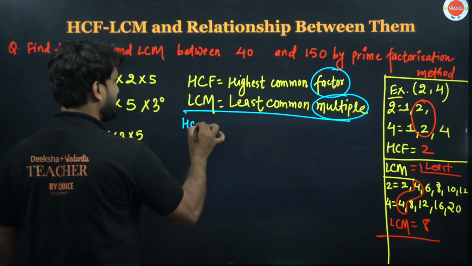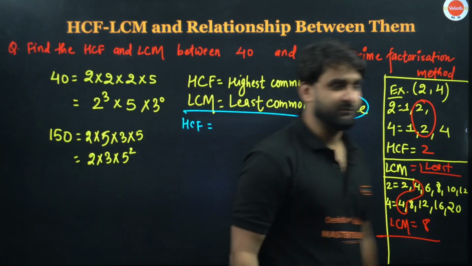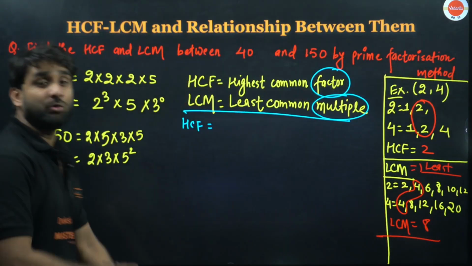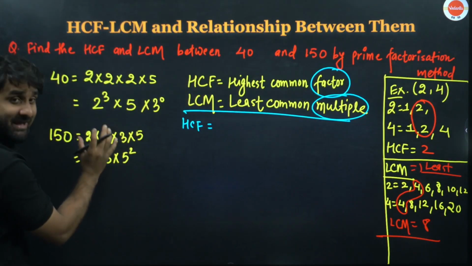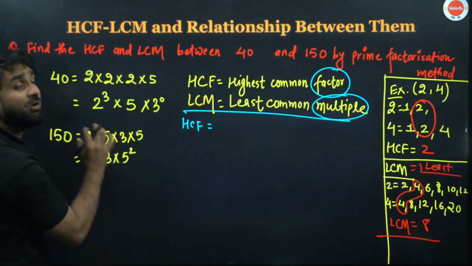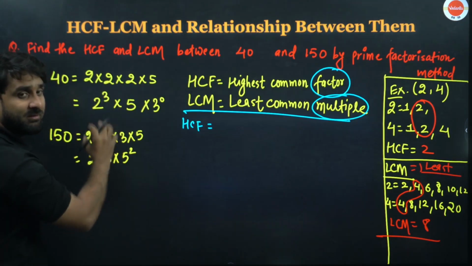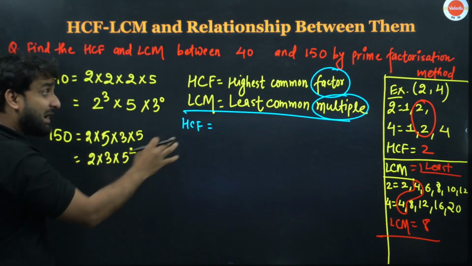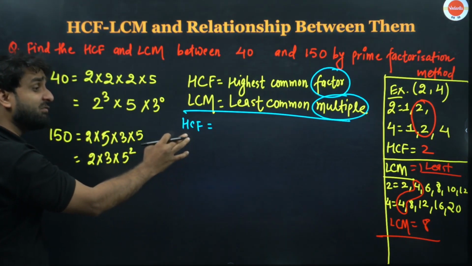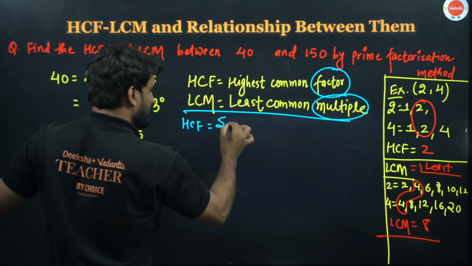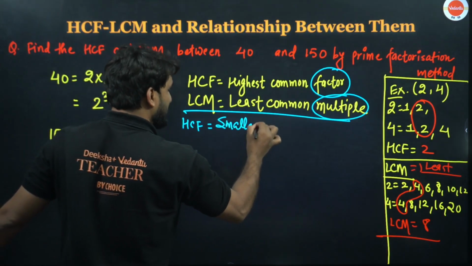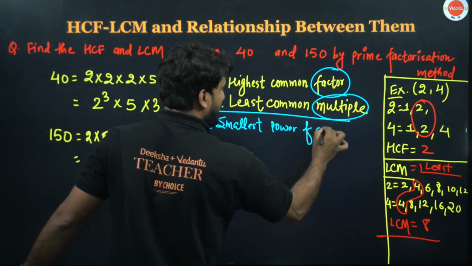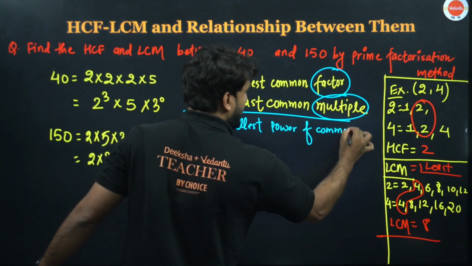So for HCF, what is the full form of HCF? HCF is basically highest common factor. So my dear champion, to calculate HCF, always take the smallest power of the common number which is present in the prime factors of both. So for highest common factor we have to take the smallest power. Please everyone, just opposite. Smallest power of common factor.